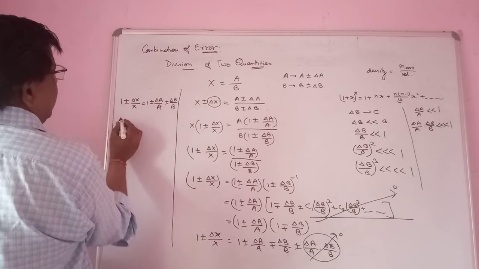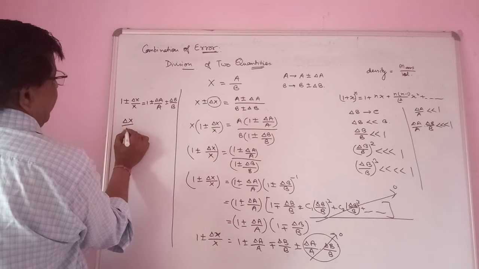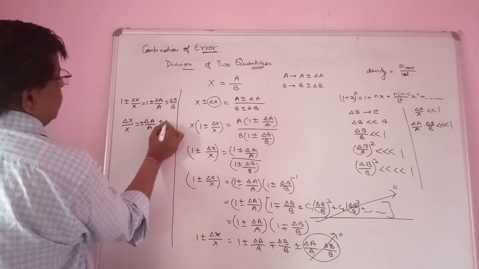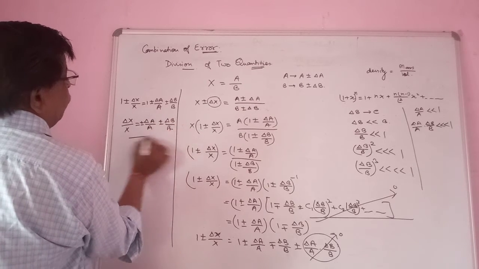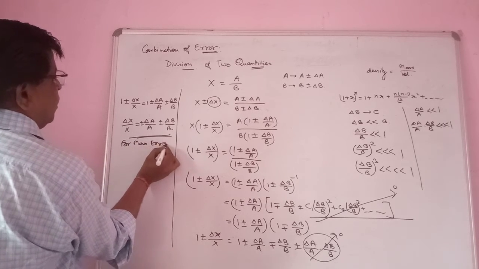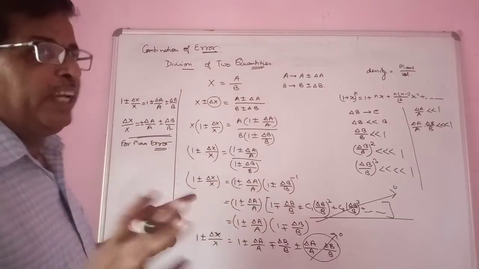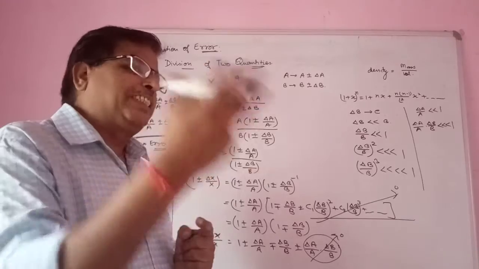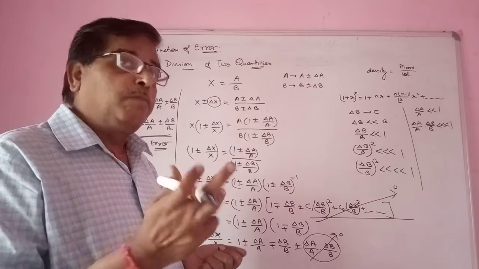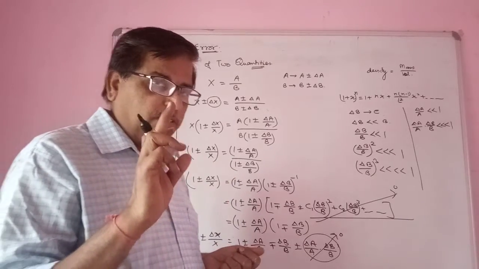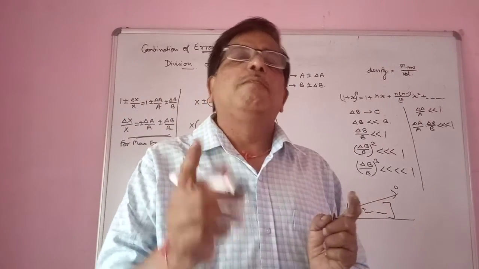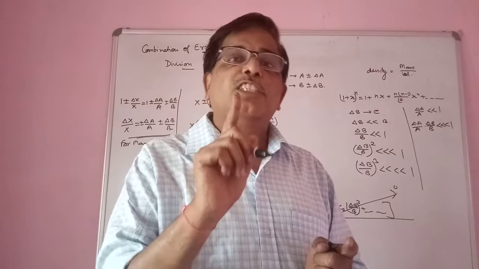We can cancel 1. So delta X upon X equal to plus minus delta A upon A plus minus delta B upon B. For maximum error, error is always calculated for the maximum. Minimum is 0. Minimum error doesn't mean minus. One thing you should always remember: minimum error doesn't mean minus. Minimum error means 0.